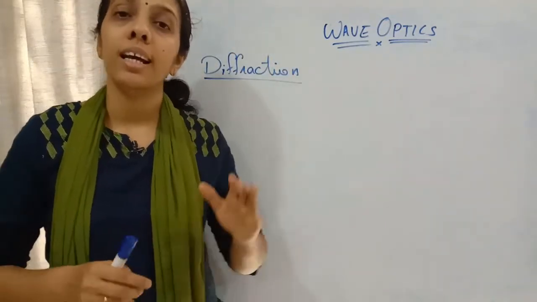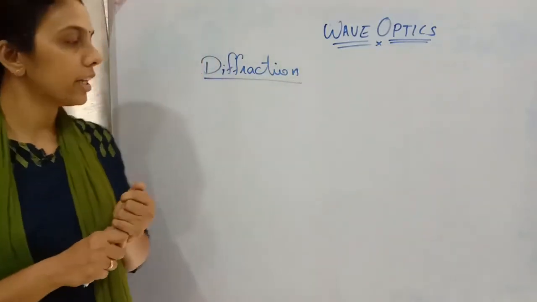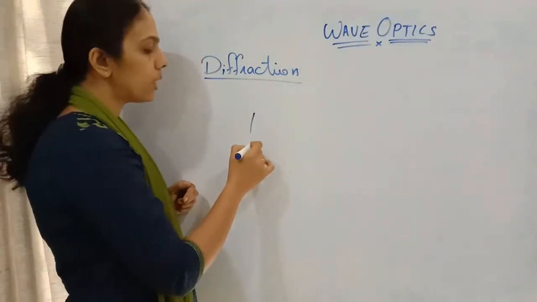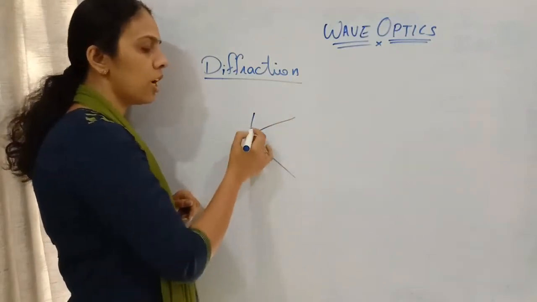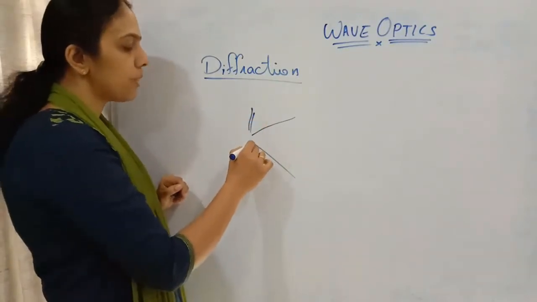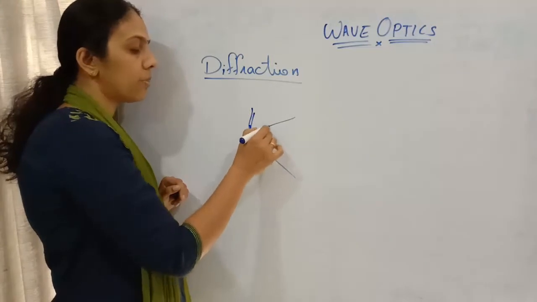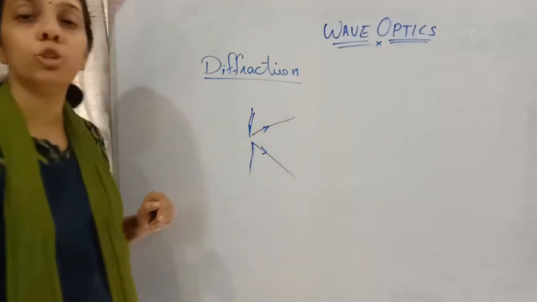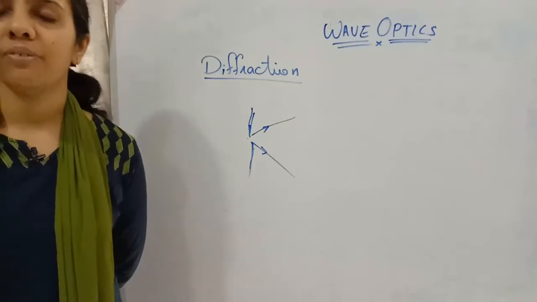That is called diffraction. So a ray of light is incident, and when only a single slit is there, light will penetrate into this geometrical shadow position. This is the obstacle. When light comes here and passes through, it penetrates into the sides of the geometrical shadow. This phenomenon is called diffraction.